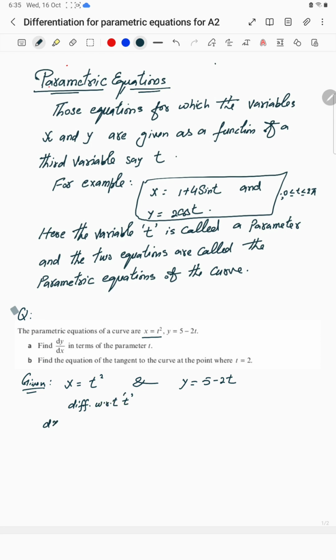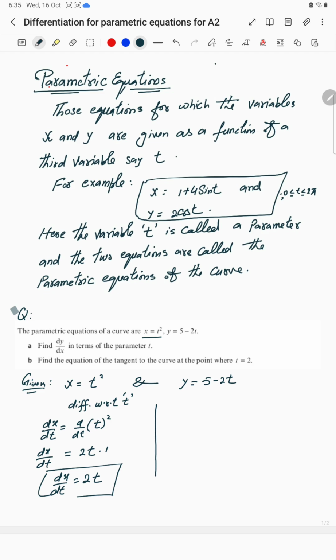So you write dx by dt equal to d by dt of t square, and as you know, applying the power rule, it will be 2 times t, and the differentiation of t is 1 with respect to t. So dx by dt is equal to 2t. I got this: the differentiation of the first term x with respect to the third variable t.